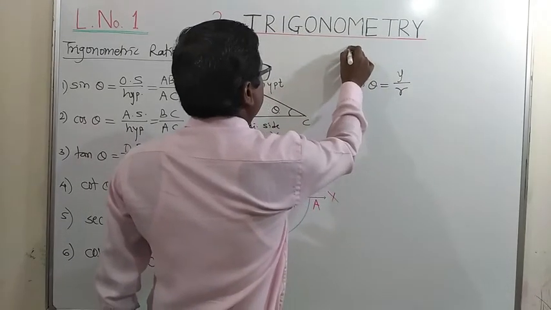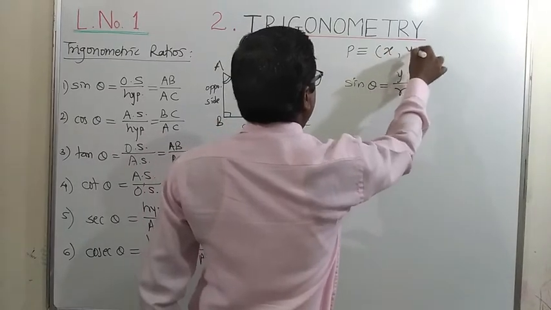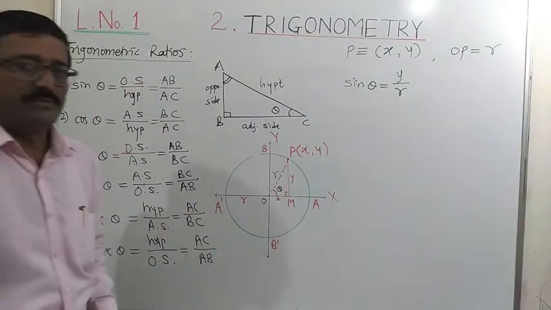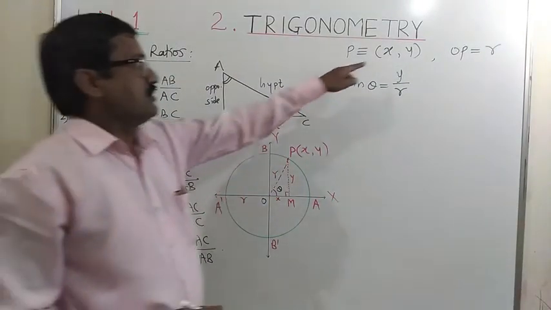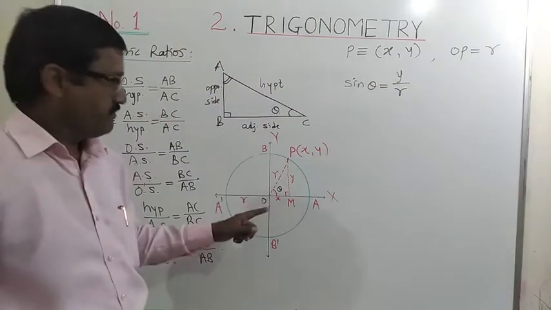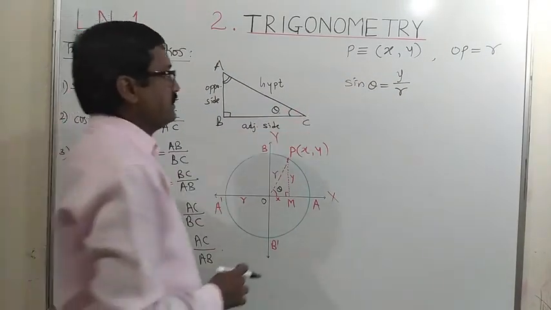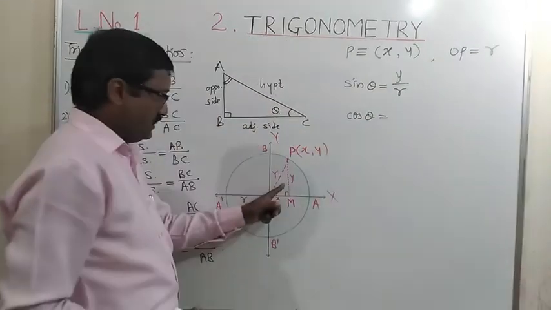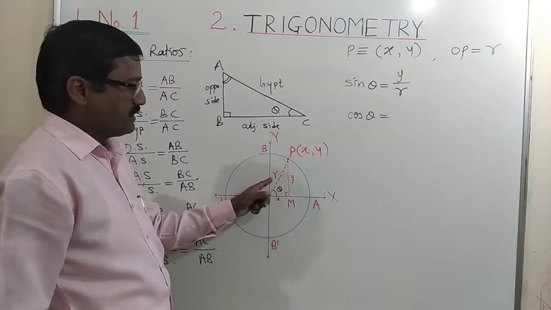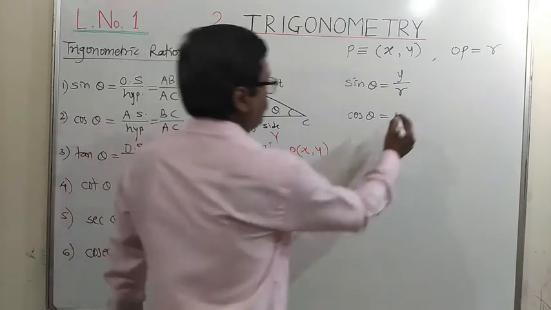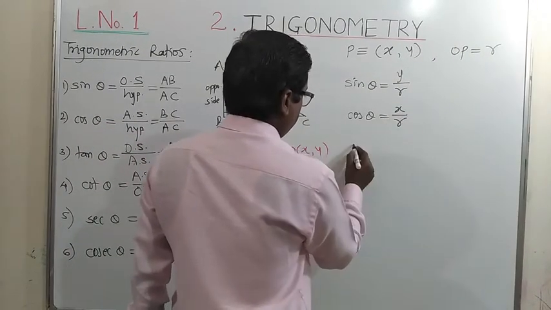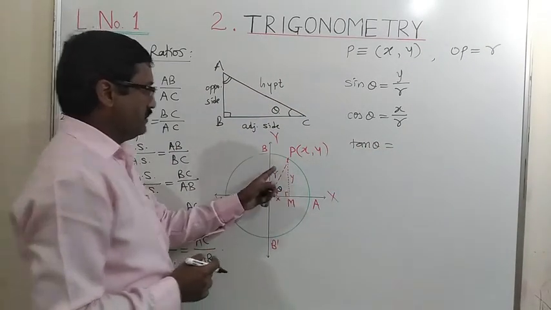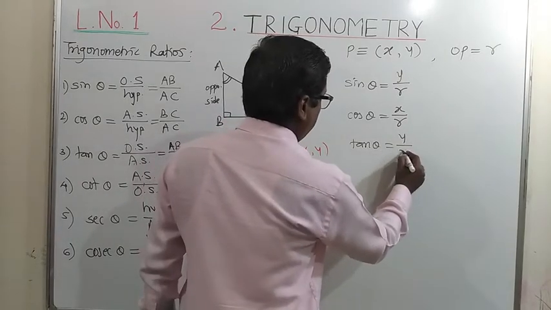Here P is (x, y) and OP is equal to r. This P is any point on this standard circle whose coordinates are x and y, and whose distance from the origin is equal to r. Then sin theta is equal to y upon r. Cos theta is nothing but the adjacent upon hypotenuse. Hypotenuse is r, adjacent side is x. So we get here x upon r. Then tan theta is equal to opposite side upon adjacent. Opposite is y, adjacent is x. So it will be y upon x.